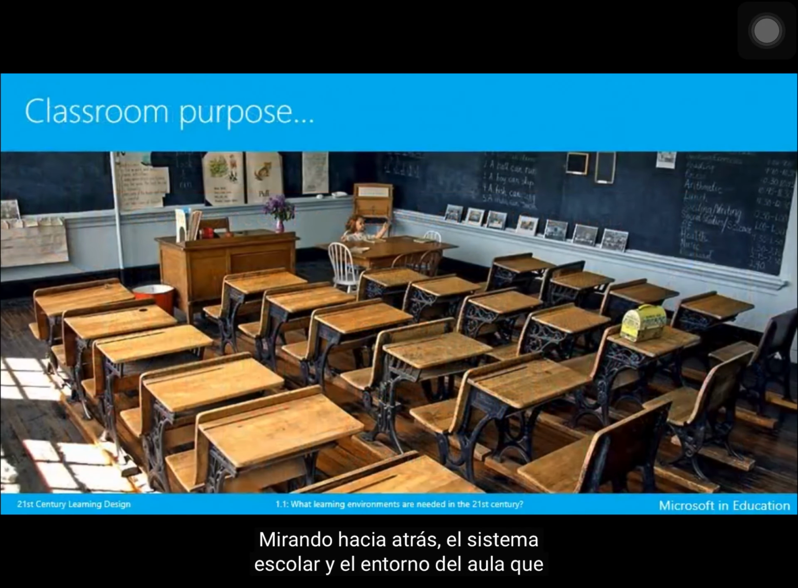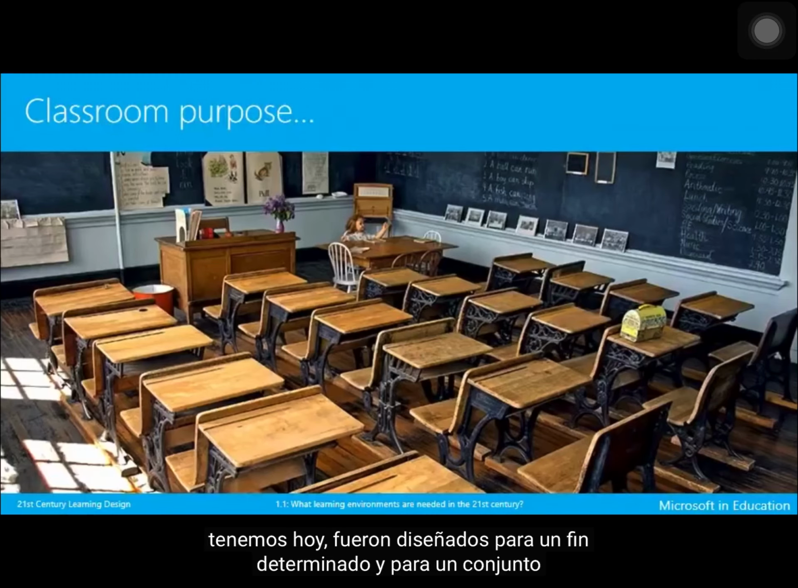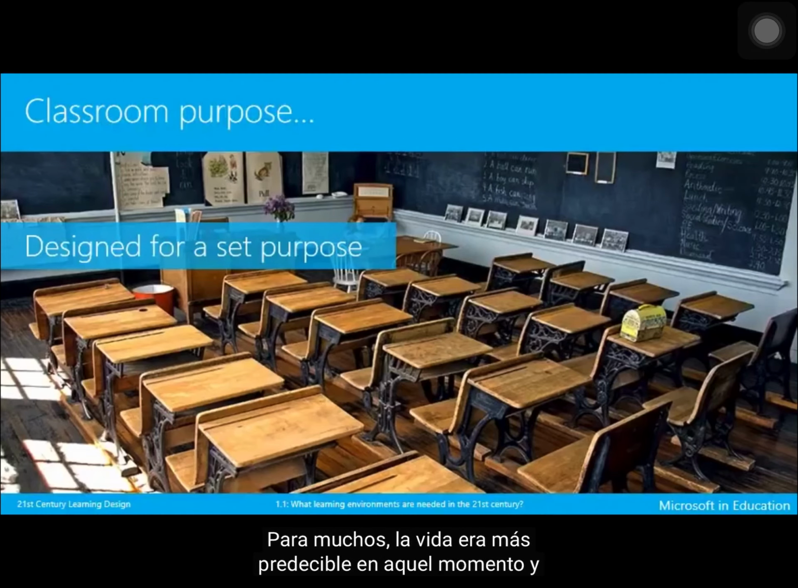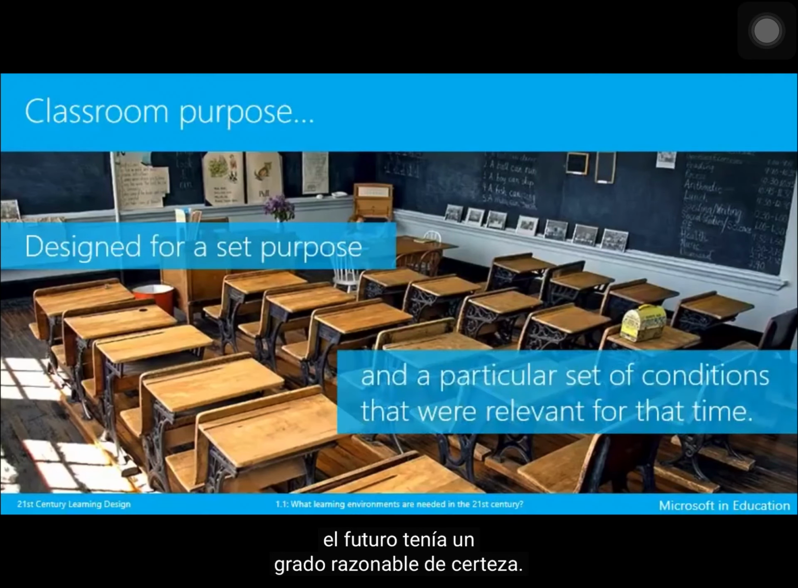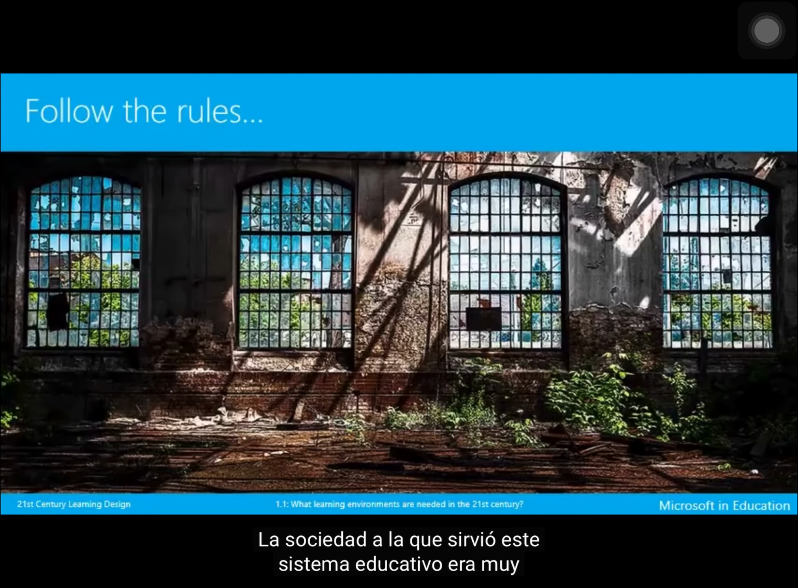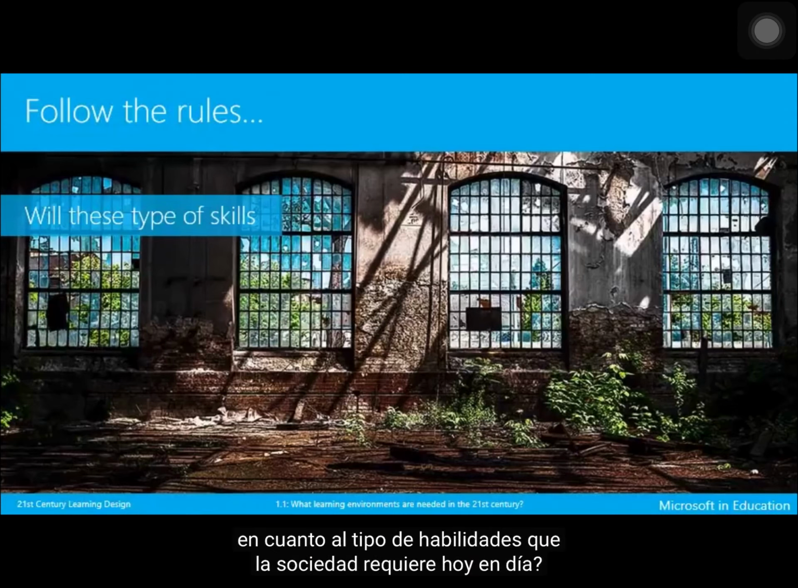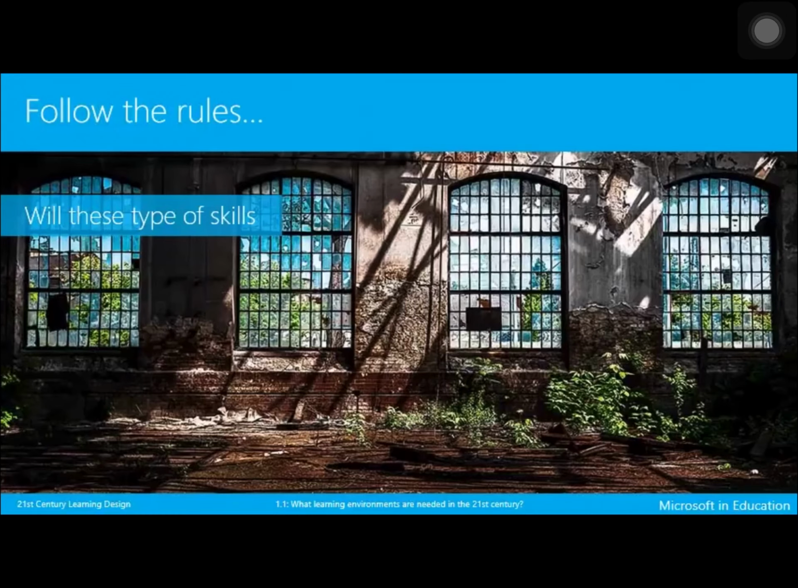Looking back, the school system and classroom environments we have today were designed for a set purpose and a particular set of conditions that were relevant for that time. For many, life was more predictable and futures had a reasonable degree of certainty. The society that this education system served looked very different to how our society looks today. Back then, the skills our education systems were required to develop were of a particular nature. However, will these type of skills now adequately enable our students to live full and productive lives in a globally connected, complex world? Have our education systems kept pace with the type of skills our society now requires?